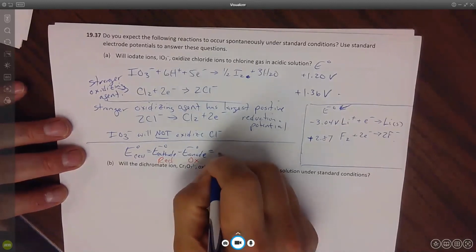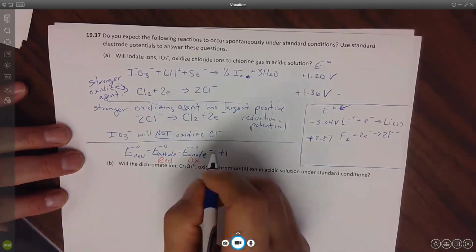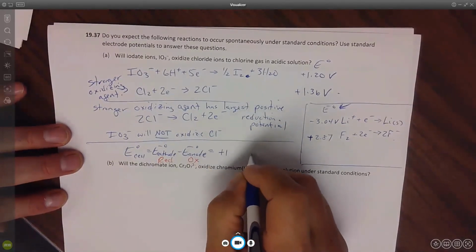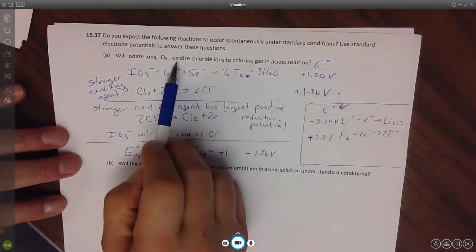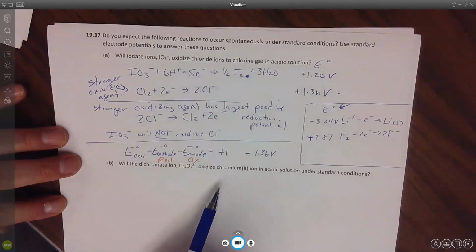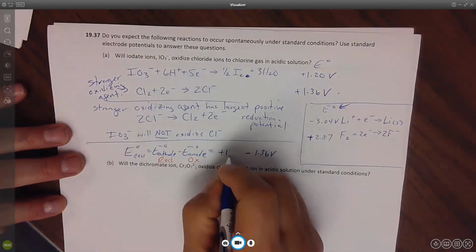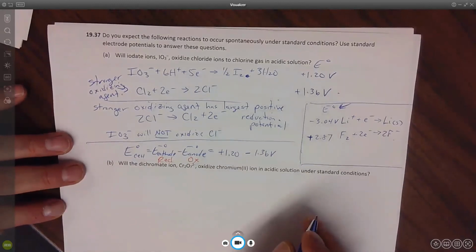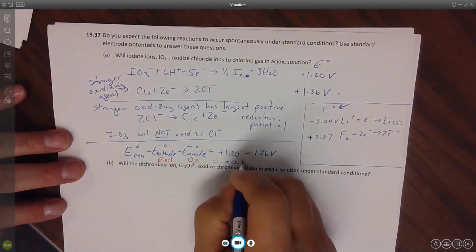So that would have been plus 1 point, whoops, I'm sorry, that was the wrong value. That's over here, right? So it's minus this 1.36 volts, since that is the oxidation. We're talking about oxidizing the chloride, which means that the iodate must have been the reduction, which is plus 1.2 volts. That would have given us a value of negative 0.16 volts.